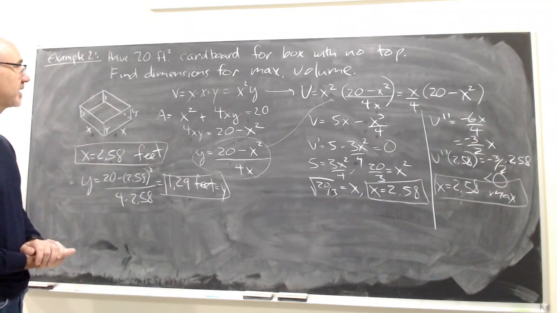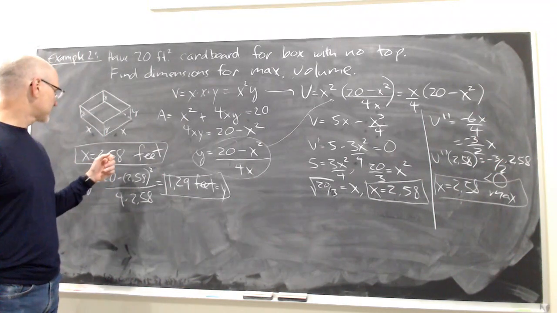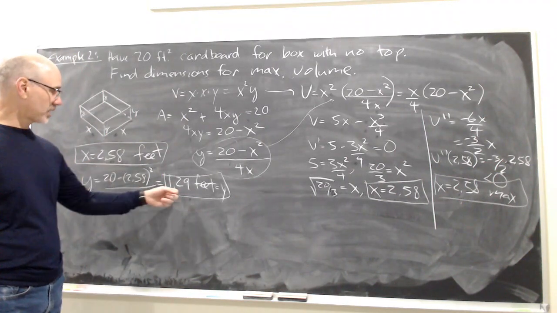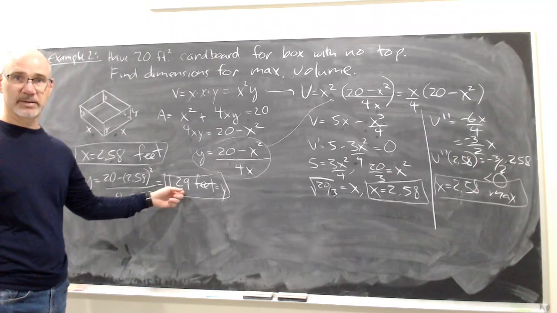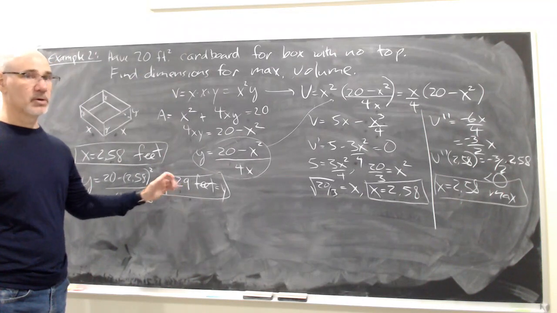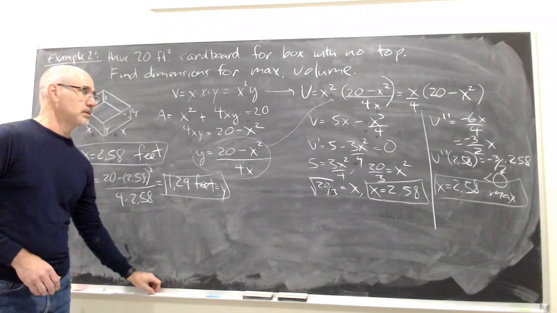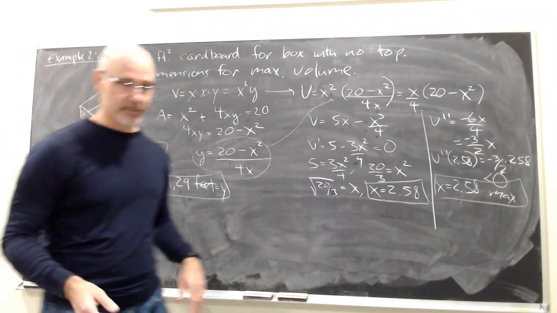We're not asked to find the maximum volume, but we could just by taking 2.58 squared and multiplying by 1.29. That would tell us the actual volume that we could enclose when we only have 20 square feet of cardboard. That's example 2. We'll do example 3 in just a minute.